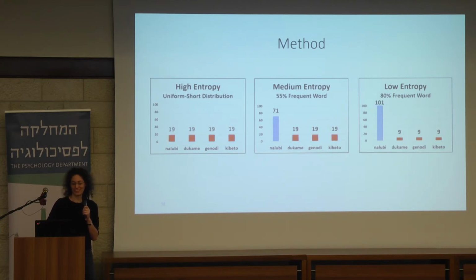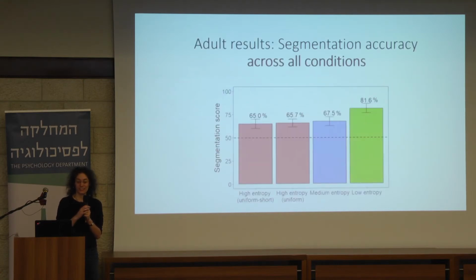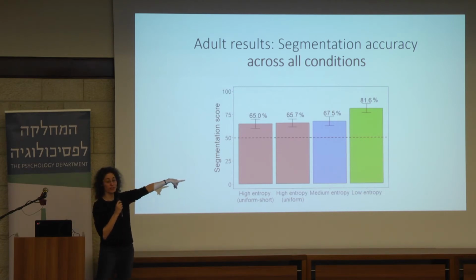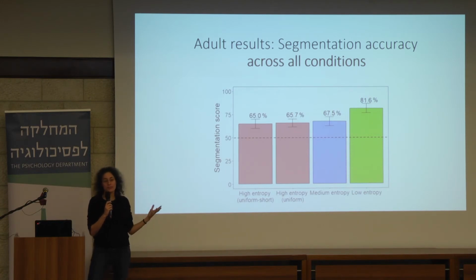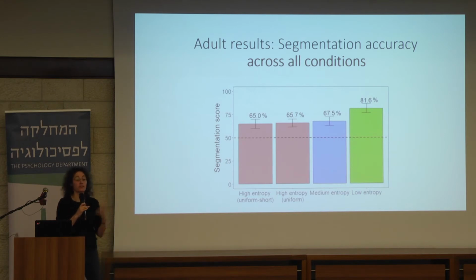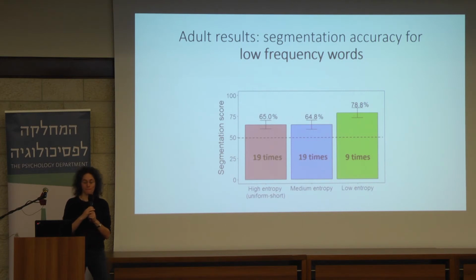Okay, so what were the results? Let's start with adults. So when we look at segmentation accuracy overall, yes, indeed, accuracy is much higher in the low entropy condition. Okay, and the medium entropy really isn't doing much. But maybe this is driven only by them having learned the very frequent word. So we look only at the low frequency words, and we see, again, a facilitation.